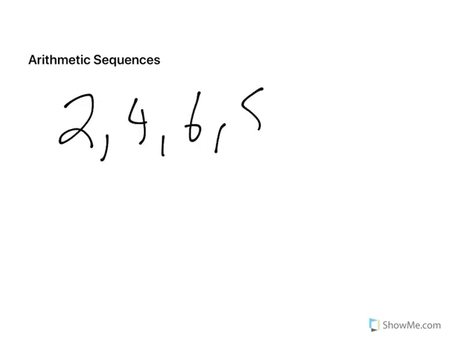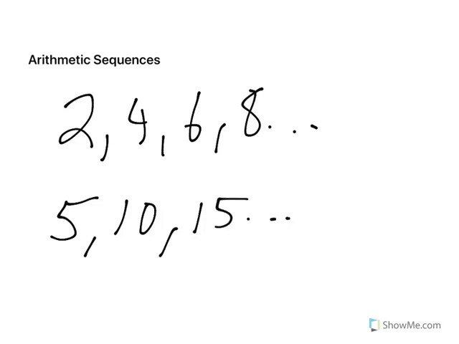So the human brain recognizes most sequences, whether they're pictures, colors, or even numbers. If I give you simple sequences like 2, 4, 6, 8, you know what the next few numbers are. You'd say 10, 12, 14, and so forth. But if it's 5, 10, 15, you'd know what the next numbers are. Your brain recognizes those pretty quickly. So that's what an arithmetic sequence is. It's just numbers that have the same distance between them.